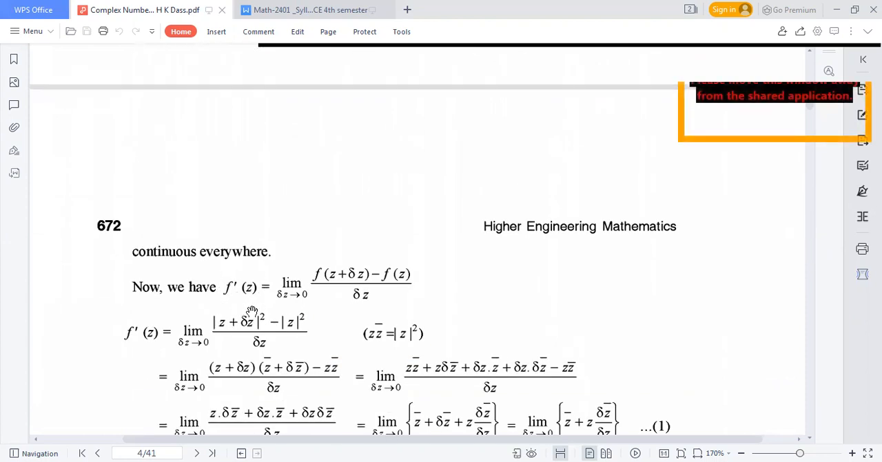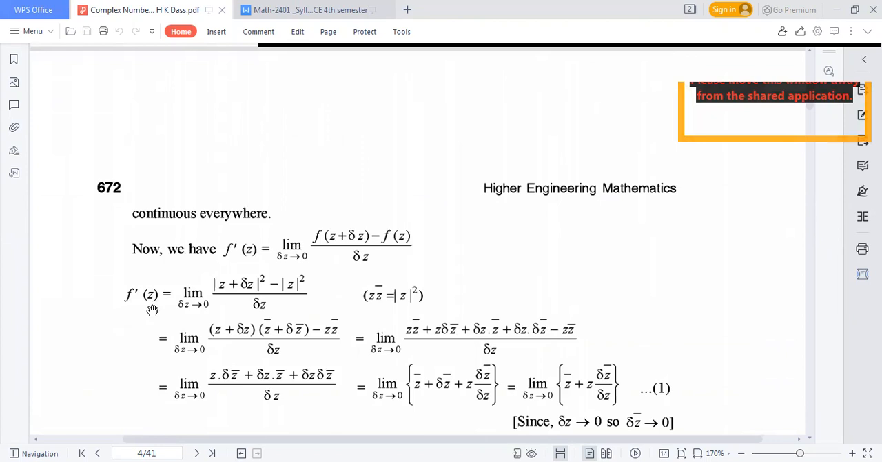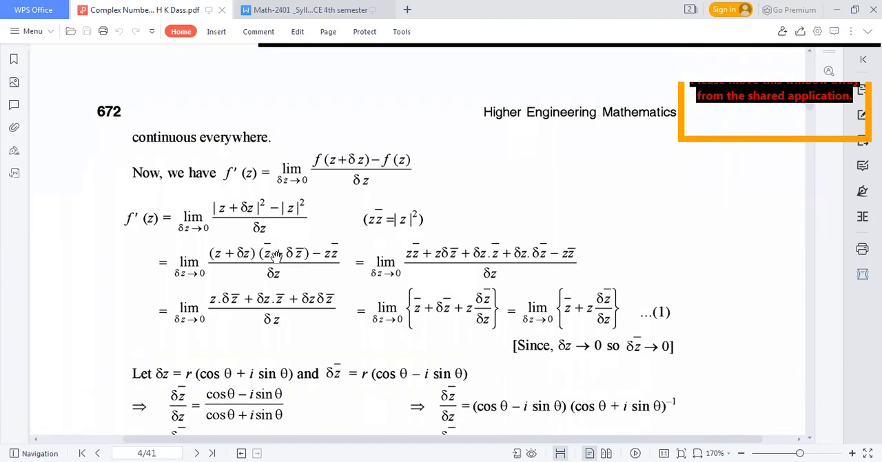Now according to the definition of differentiation of a complex function f of z, limit del z tends to 0 of the functional difference divided by the point difference along the real axis, that means del z. So we put the functional values: the absolute value of z plus del z whole square minus f of z, which equals the absolute value of z whole square. Using the properties of complex numbers, z multiplied by its conjugate gives the absolute value of z square. So we can write this like this.